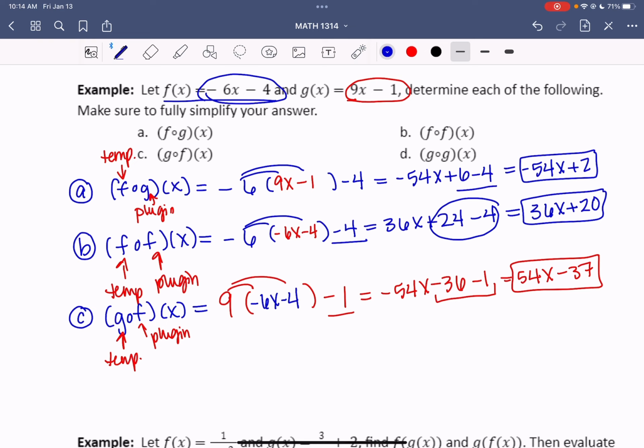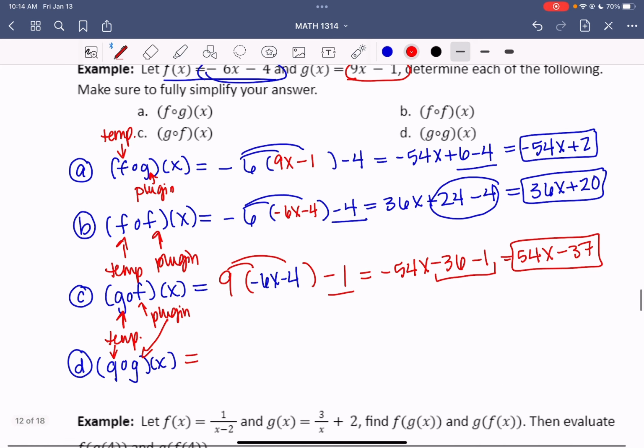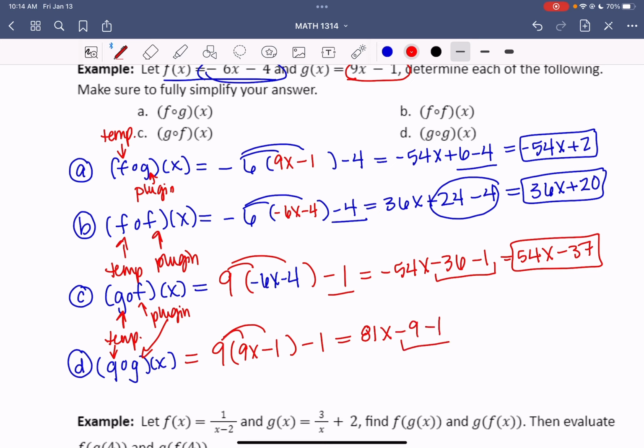Lastly, we're going to look at part D. Part D gives us g composed with g of x. Again, same process. Template, plug in. So I'm going to say, okay, well then that's going to be equal to, let's see, our g equation is 9 parentheses minus 1. But this time I'm plugging g into itself, so I'm going to write 9x minus 1 in that parentheses. Again, you always clean up to lowest terms, so it gives me 81x minus 9 minus 1, and put those two together.